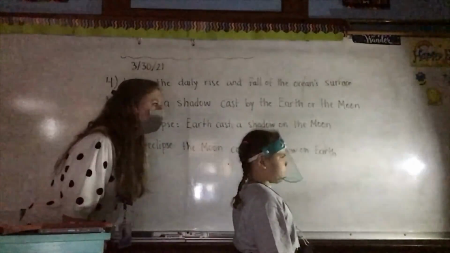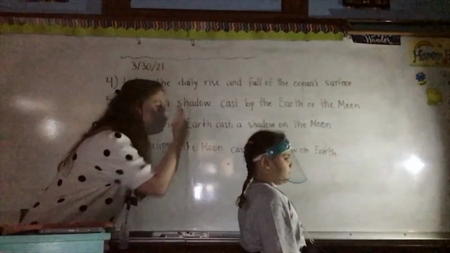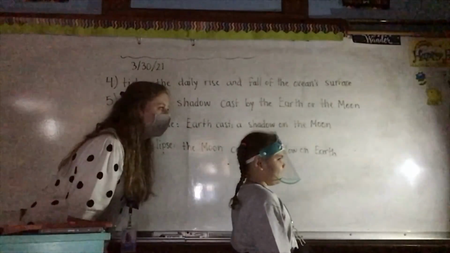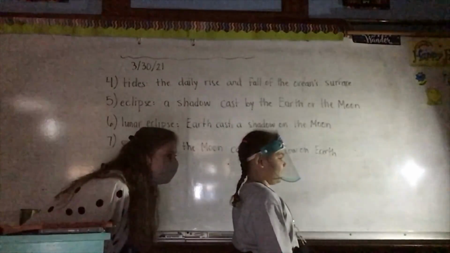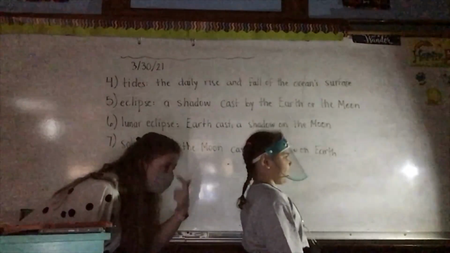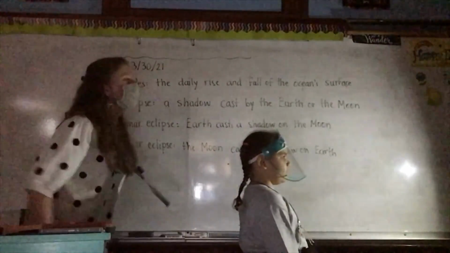Here's regular. I can still see light, but I can't see the lighted side of the moon. But during a solar eclipse, the moon is in the way. It's blocking the light from getting to Earth. Okay? Thank you.